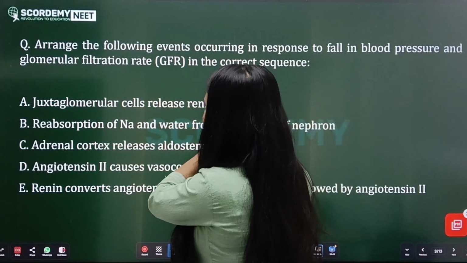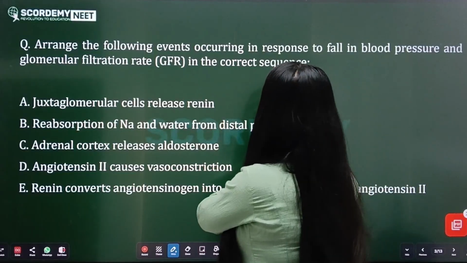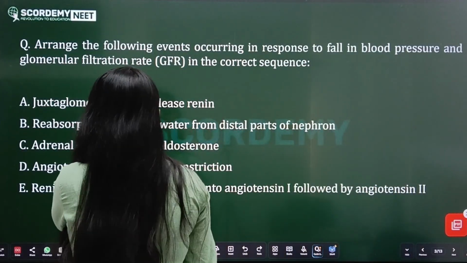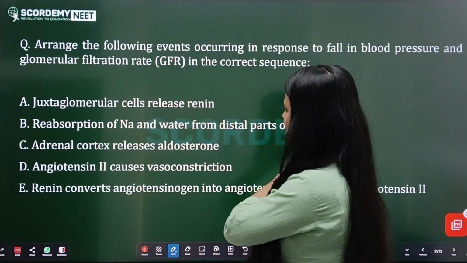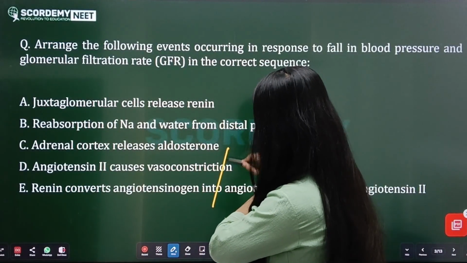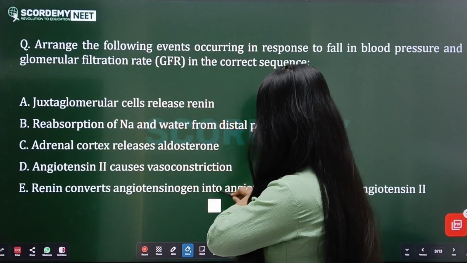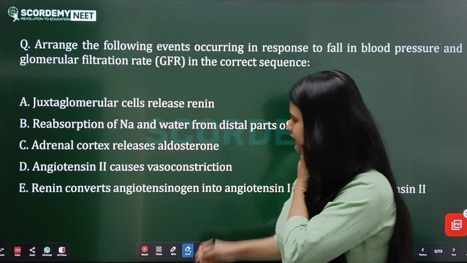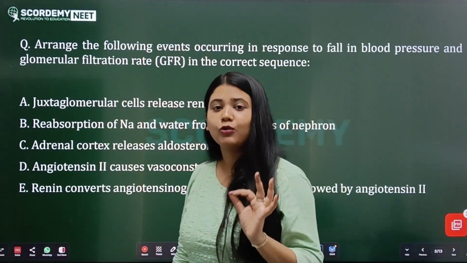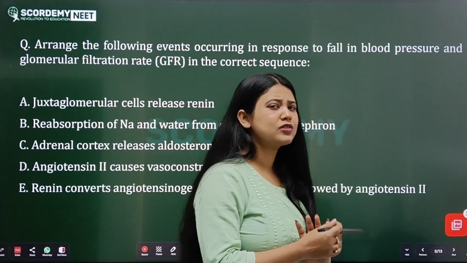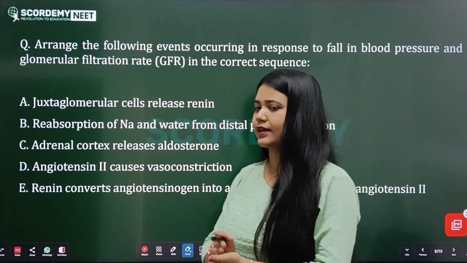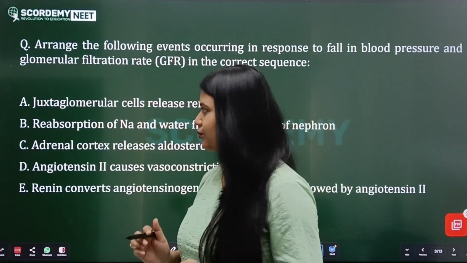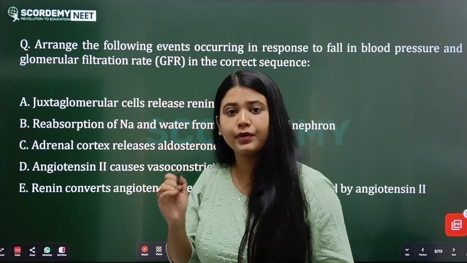What they are asking: arrange the following events occurring in response to fall in blood pressure and glomerular filtration rate, that is GFR, in the correct sequence. Okay, so where are the options? There are no options. These are the statements. Again, NEET has focused on more statement based questions, or you can say case study based, and also diagram based questions. So please read the sentences properly.